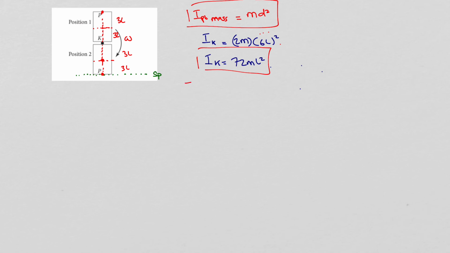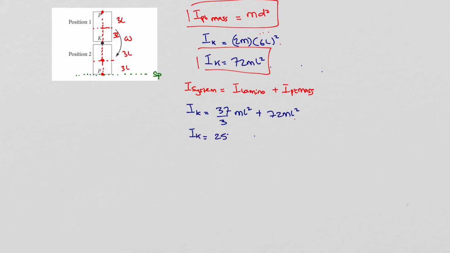So therefore for the system, if we add the point mass and the lamina together, then that gives us a moment of inertia through the axis K to be 37/3 ml squared plus 72 ml squared, which gives us a total of 253/3 ml squared.